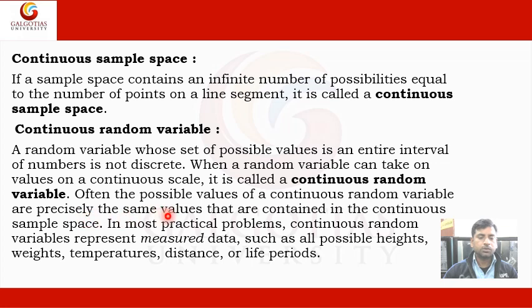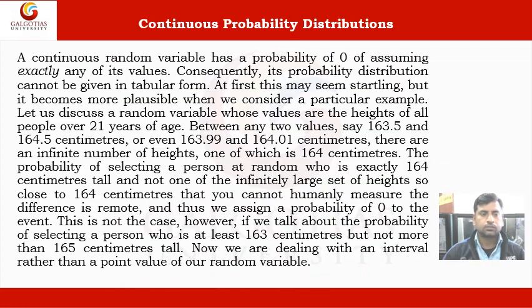Often the possible values of a continuous random variable are precisely the values contained in the continuous sample space. In most practical problems, continuous random variables represent measured data such as heights, weights, temperature, distance, or life periods. Continuous probability distributions: a continuous random variable has a probability of 0 of assuming exactly any of its values. Consequently, its probability distribution cannot be given in tabular form.